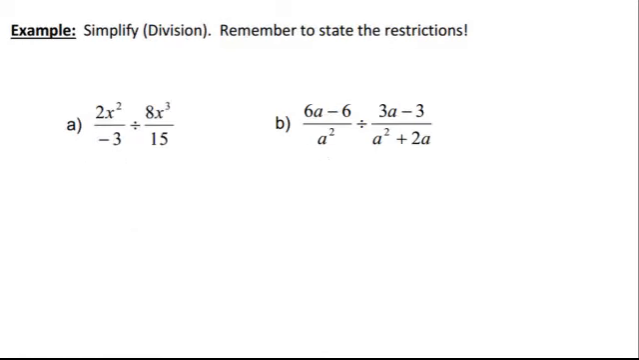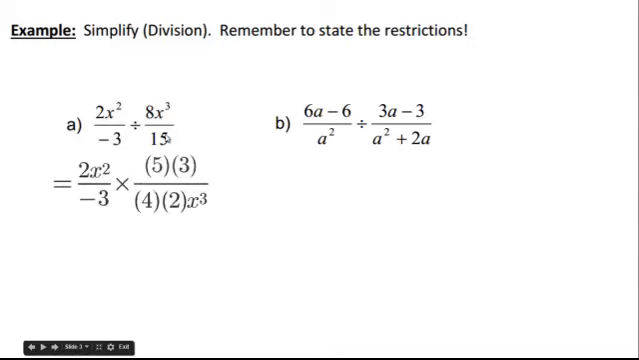Next one, division. So remember that the way we divide fractions is we flip and multiply. So we multiply by the reciprocal of the second one. Remember, it's the reciprocal, not the negative reciprocal. So we just flip it. Because it's relatively easy to do, what I'm actually going to do at the same time, just because I have the line, is factor the 15 as 5 and 3 and the 8 as 4 and 2. Again, you don't have to do that, but it is a good strategy to model.